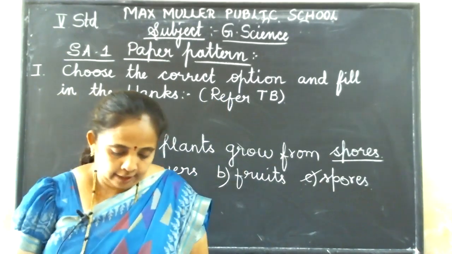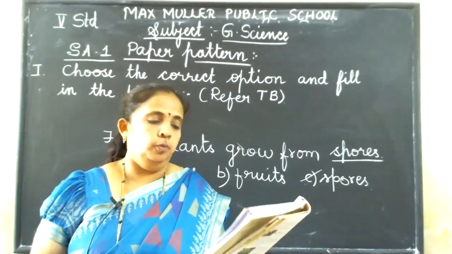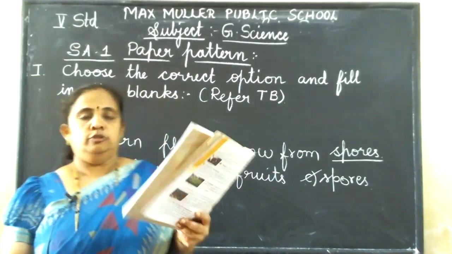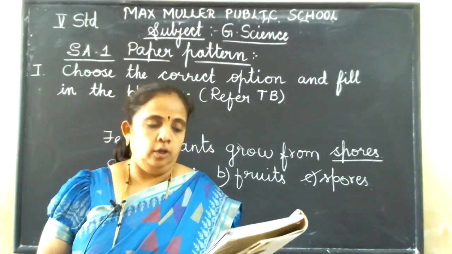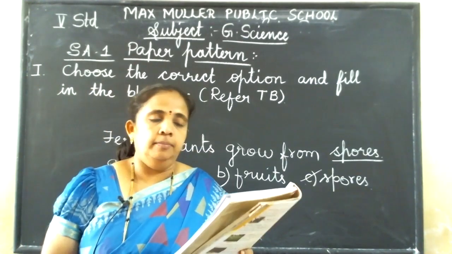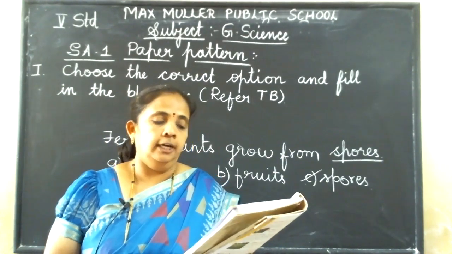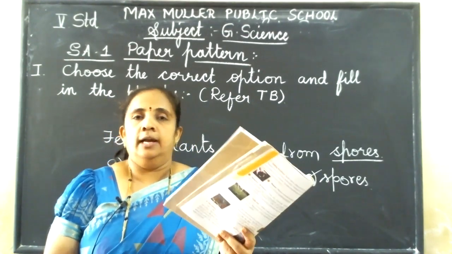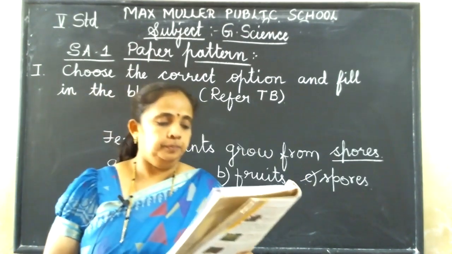Okay, yes. Now second one, leaves of this plant give rise to new plants. A, dandelion, B, bryophyllum, C, rose. So options given 3, answer is B, bryophyllum. Next, third, seeds of dandelion plant are dispersed by: A, water, B, wind, C, explosion. So since they are lightweight, they are dispersed by wind. So correct answer is wind.